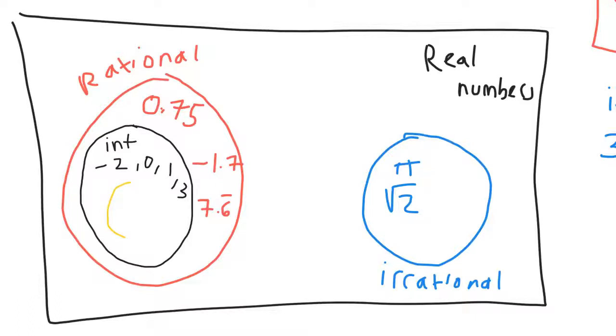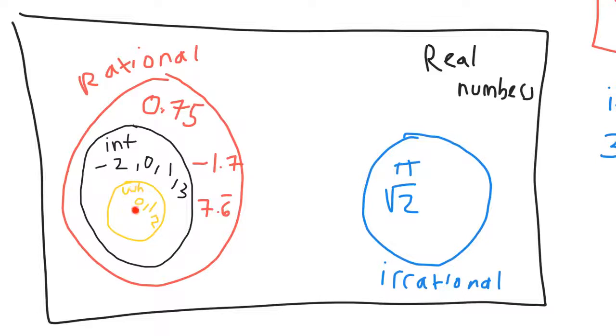Now, within integers are what we would refer to as whole numbers. So we're going to call that WH for whole numbers. Now, whole numbers are all the positive numbers, including 0. So 0, 1, and 2.